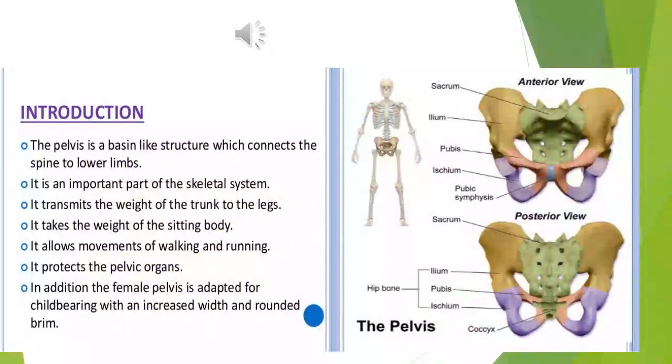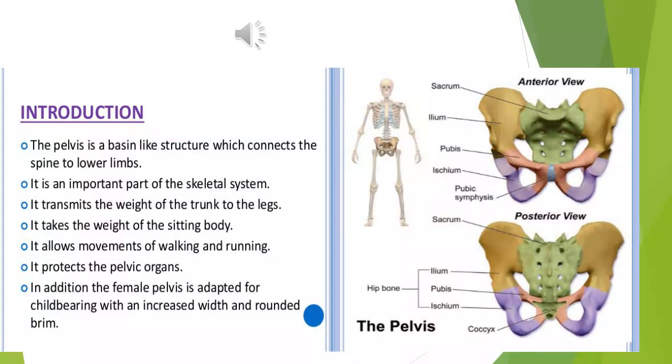The pelvis is a basin-like structure. It connects the spine to the lower limbs. It is an important part of the skeletal system. So it transmits the weight of your trunk to the legs, and it takes the weight of the sitting body. It allows movements of walking and running, and it protects the pelvic organs.